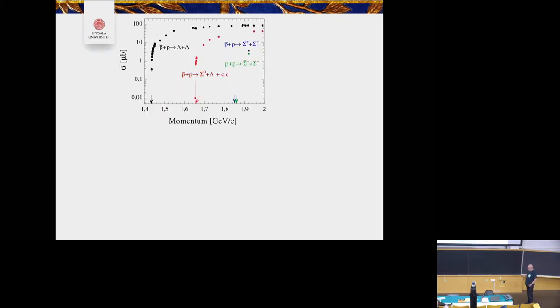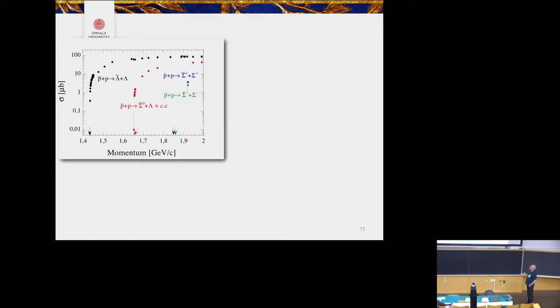Sorry? Compared to what? Well, the total cross section is of the order of millibarns. It's 100 millibarns, if I remember right, and this is 10 microbarns. But I will comment later on why it's so easy to extract these channels. Okay.